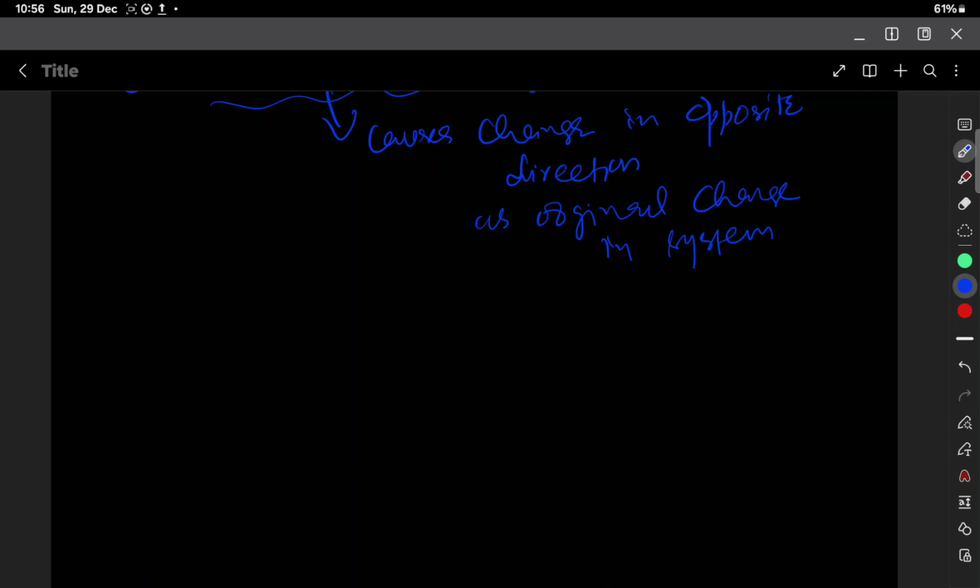Your body tries to cool itself by sweating. If you cool down because it is cold outside, your body tries to warm up by shivering. So this is the example.